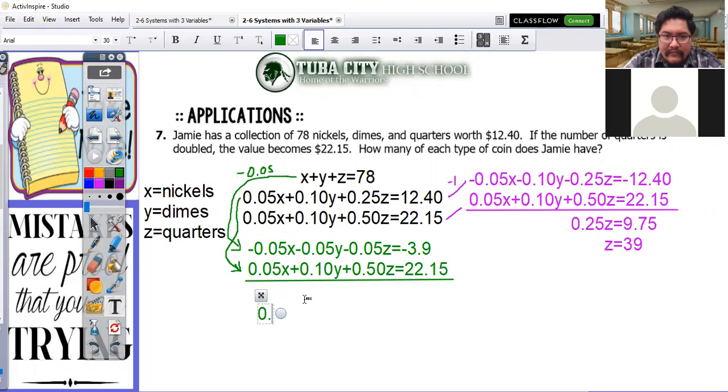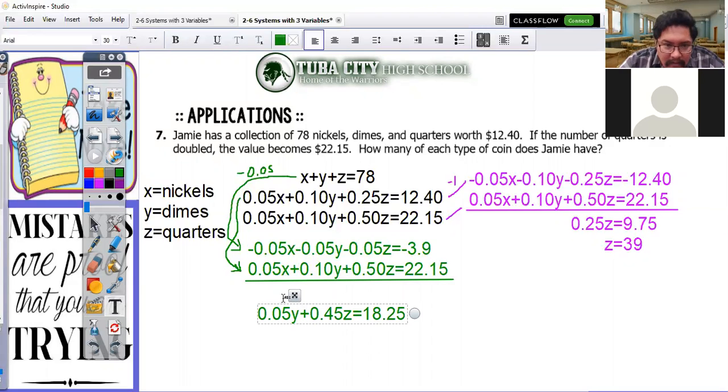And here I'm going to have, well, 10 cents minus 5 cents. 10 cents minus 5 cents would be 5 cents. And let's see, 50 cents minus 5 cents, that'd be 45 cents. And let's see, 22.15 minus 3.9, and that would be 18.25.